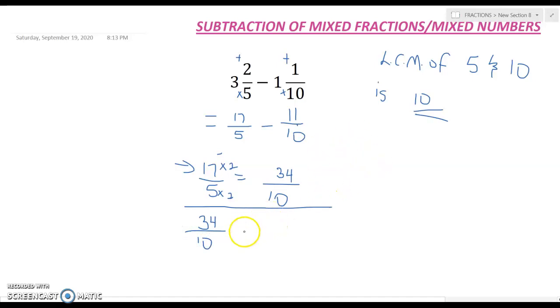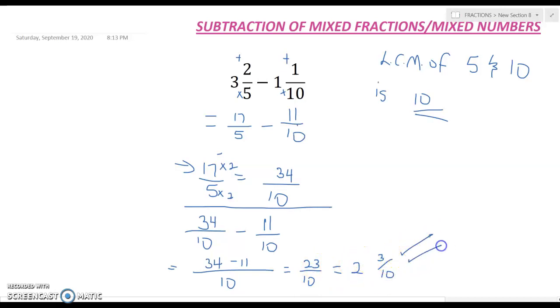And then we take away 11 over 10. And now put everything over 10, so you get 34 take away 11. And 34 take away 11 is 23. So we get 23 over 10. And we can change this to a mixed number. 10 goes into 23 two times, remainder 3. So we put that over the 10. And that is my answer there. Very simple. Again, it's just like the addition of fractions, just subtracting in the middle now, right?